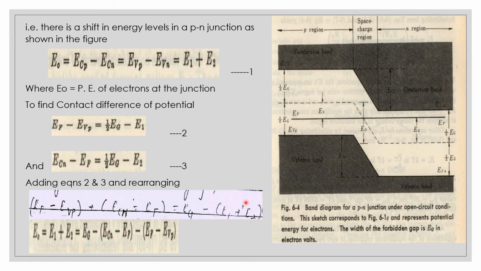So rearranging this equation, we can keep E1 plus E2 on one side and EG we can take on the other side. So we get E0 is equal to E1 plus E2 is equal to EG minus (ECN minus EF) minus (EF minus EVP). Now we will make substitution for this EG, for this bracket and for this bracket. Equation 4.